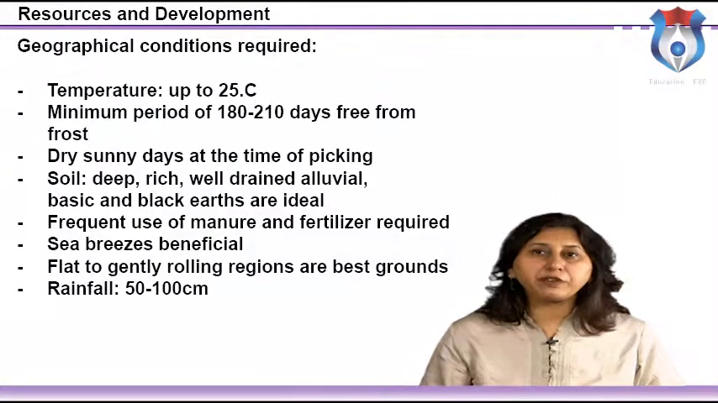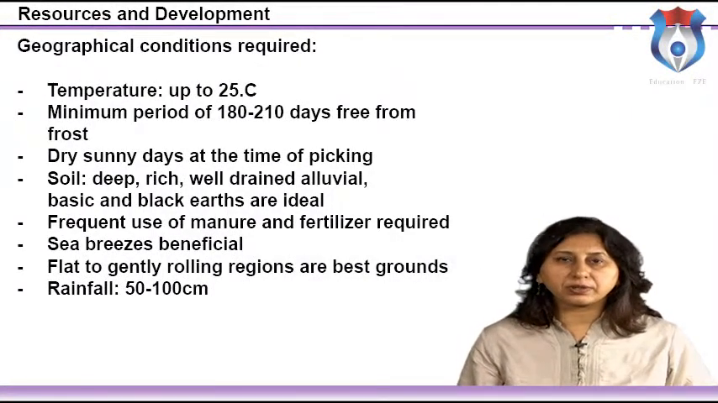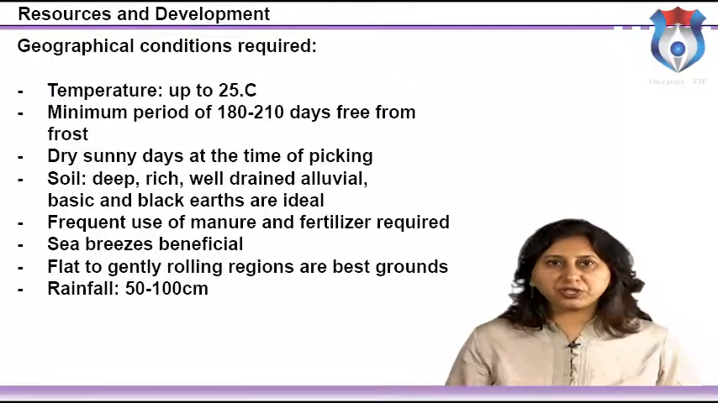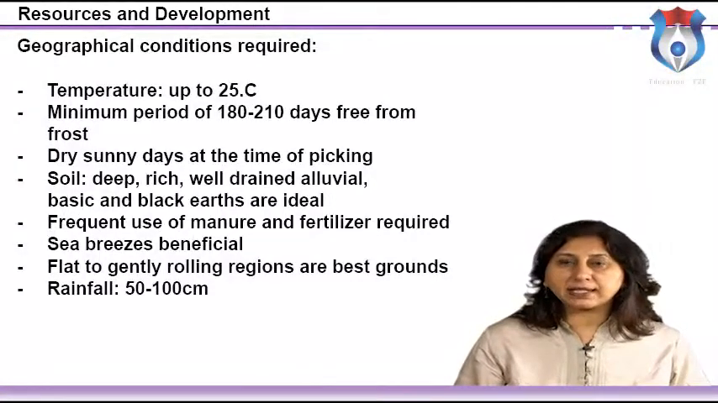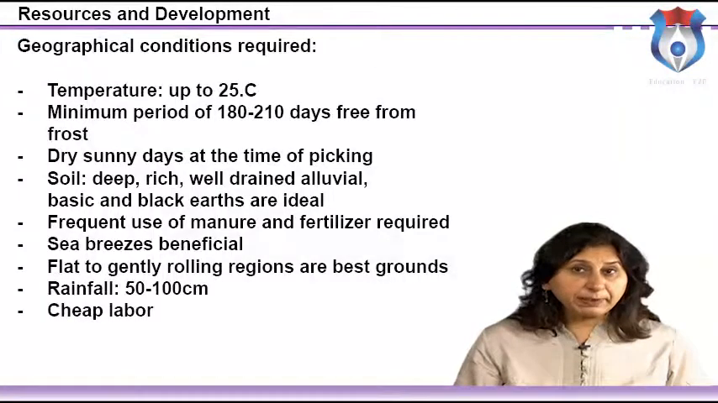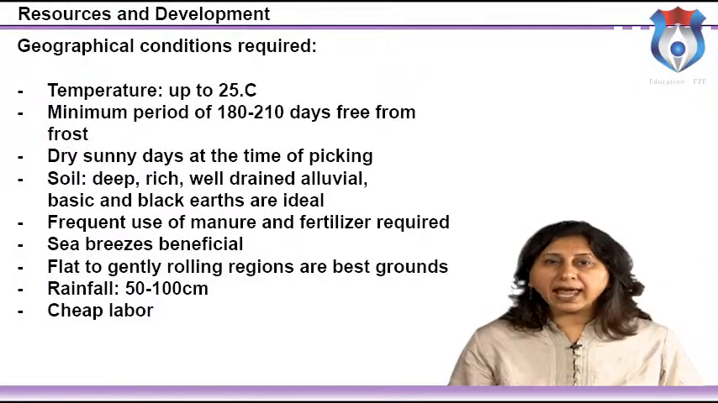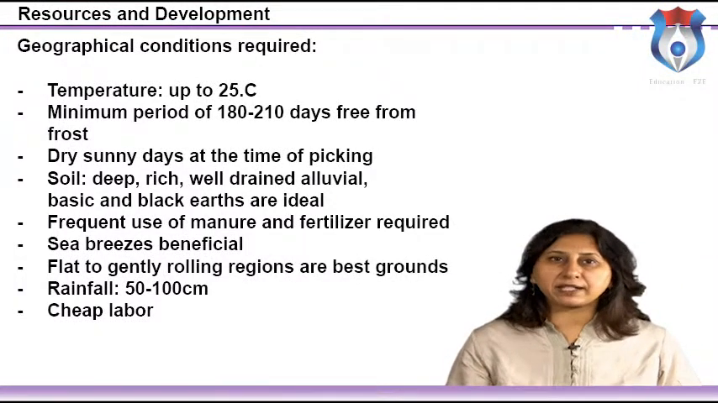An annual rainfall of 50 to 100 centimeters favors cotton growth. In regions of deficient rainfall, irrigation plays a significant role in cotton cultivation. Cheap labor to do the work of plowing, sowing, weeding, and picking is an important factor.